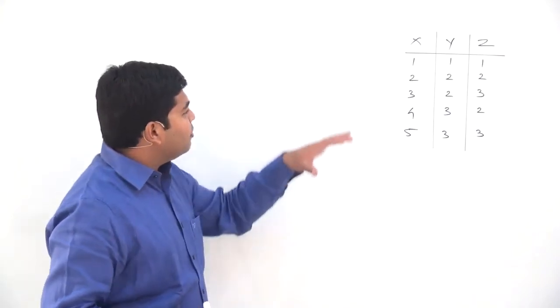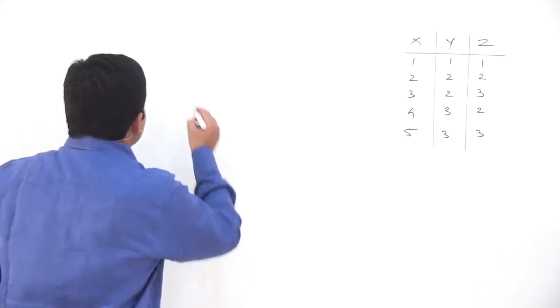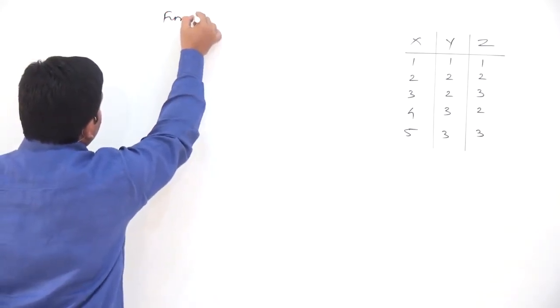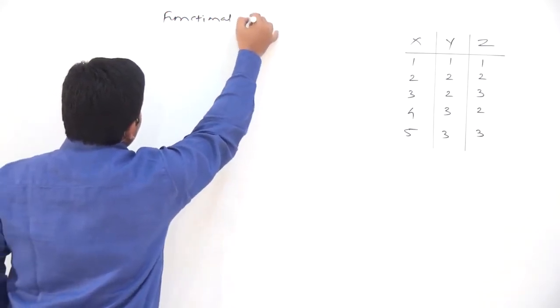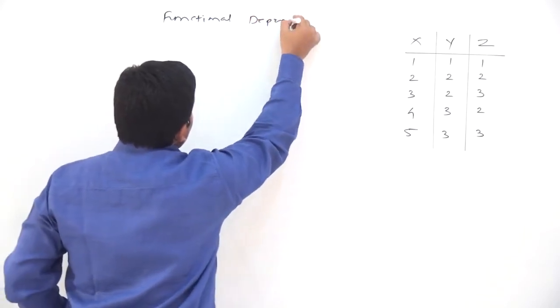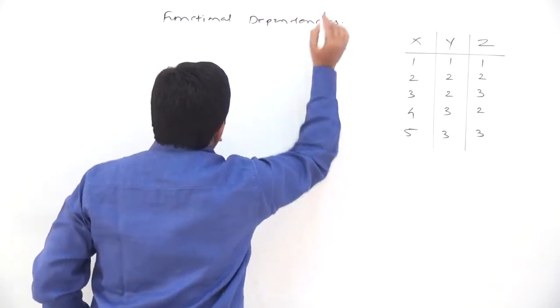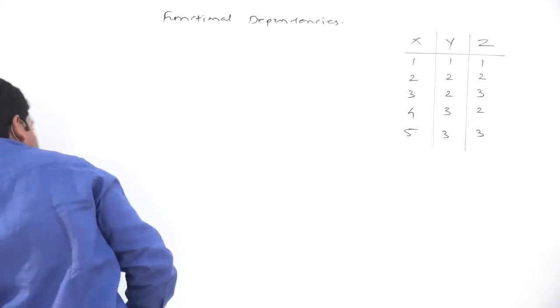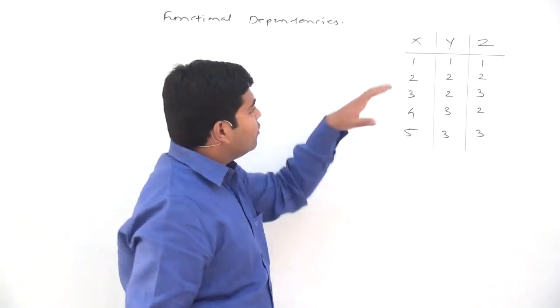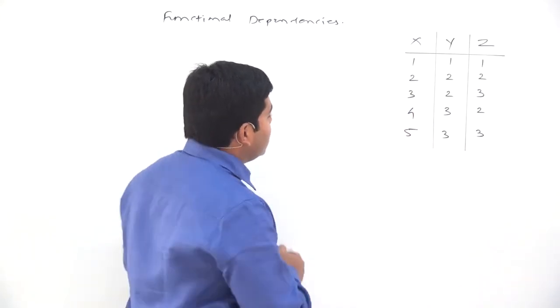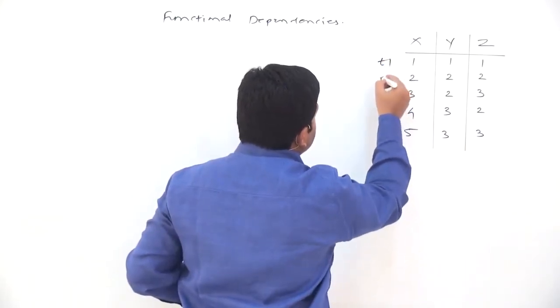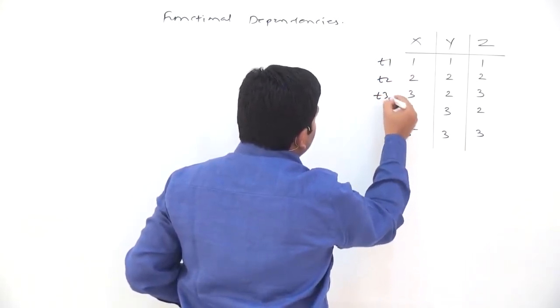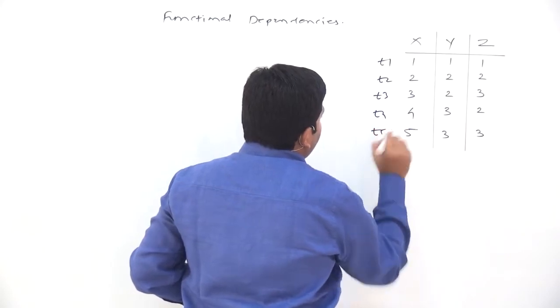In this session, we will be looking at the most important concept for normalization, that is functional dependencies. For that, we will be using this basic data, a relation which has got 3 attributes and 5 tuples. We will name the tuples as T1, T2, T3, T4 and T5.